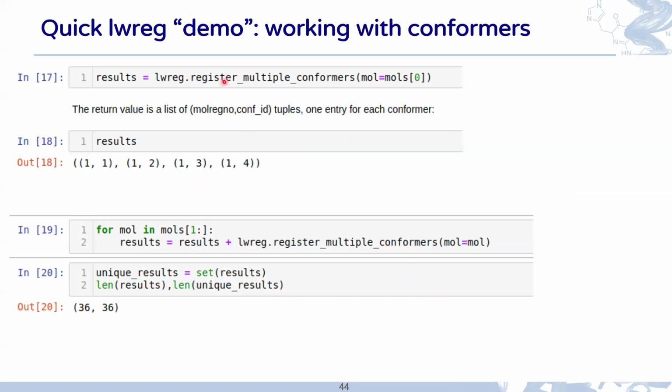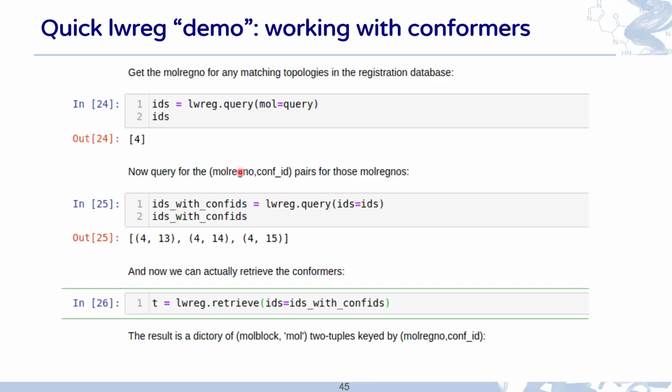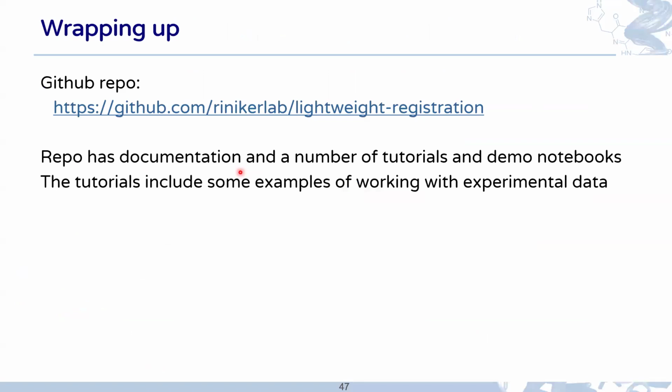The difference here is that when I register molecules, I get back 2 tuples. The first is the molecule registry number, and the second is the conformer ID. So now I have these 2 different things, right? This particular topology, this molecule, had 4 conformers, so I get back 4 entries, all with the same molreg number. So when you're doing conformer mode, you get back the 2 tuple of molecule registry number and conformer ID. That's that.